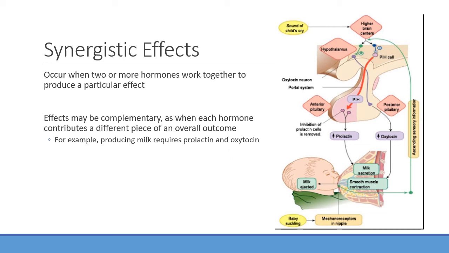And again, that negative feedback loop is when the baby stops suckling or the baby stops crying. Guess what? Then they may actually stop that whole process, right? So that's one example where two hormones are working synergistically in tandem to make sure that baby gets fed.